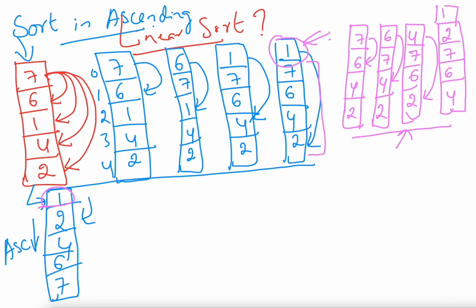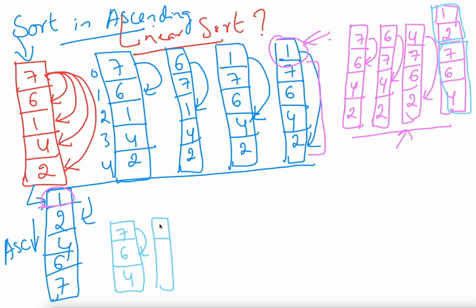So if you see, this portion is already sorted. We need to process only this part. Now we'll take the remaining part, which is 7, 6 and 4. Now again the process will continue. Compare 7 with 6. 7 is greater than 6.